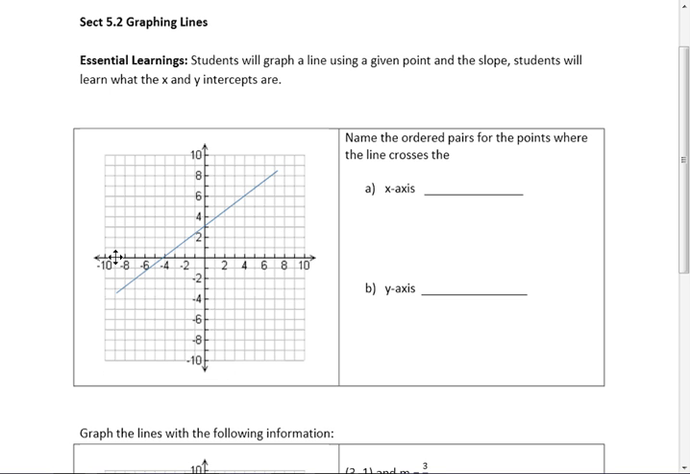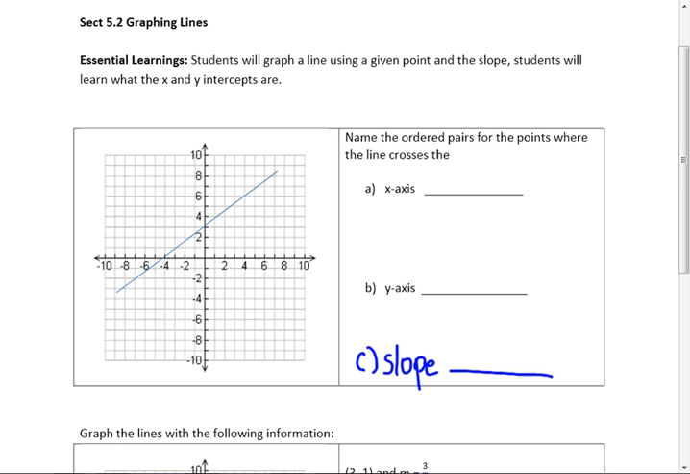And it says students will graph a line using a given point and the slope. Students will learn what the x and y intercepts are. And I should have asked, I'm asking what the ordered pairs are where they cross the axis, and I could have also asked you to find the slope. So let's do that. I should have done that. My mistake, I wasn't totally there. So part C, what's the slope?